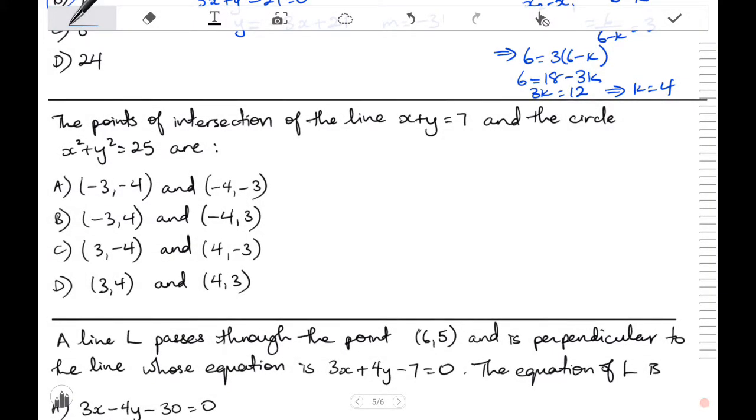Remember, all you require is to see if any one of these points satisfies both equations. Now x plus y equals 7. Looking at the values of x and y, the only pair of values where x plus y equals 7 would be 3 and 4. None of the others work. So the answer has to be D.